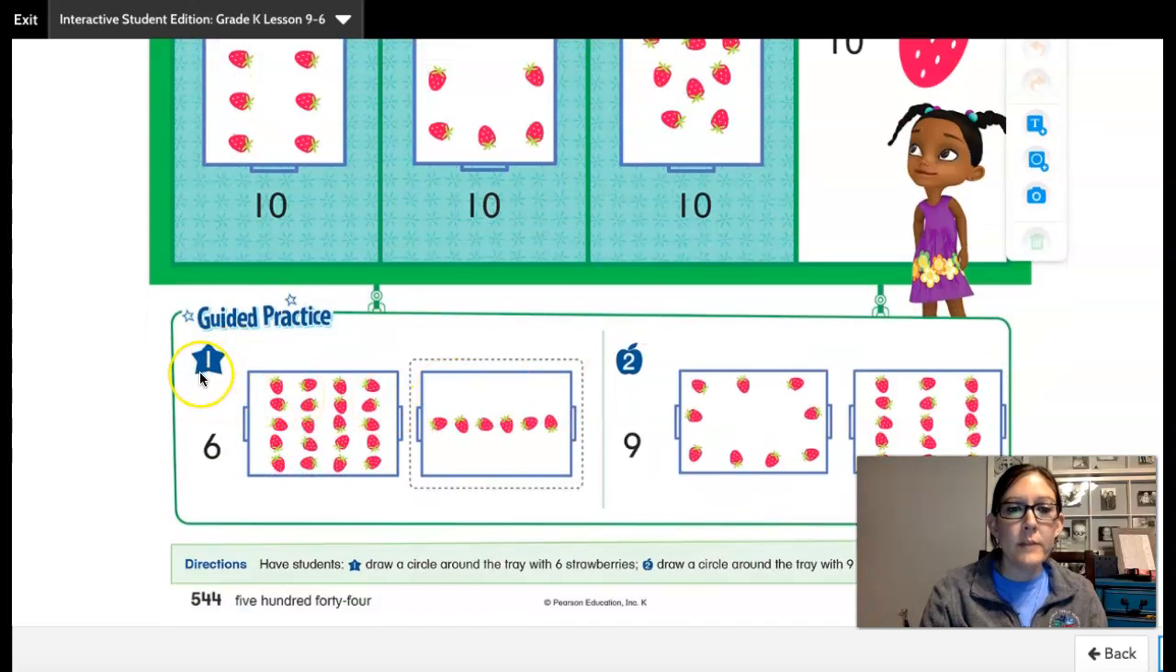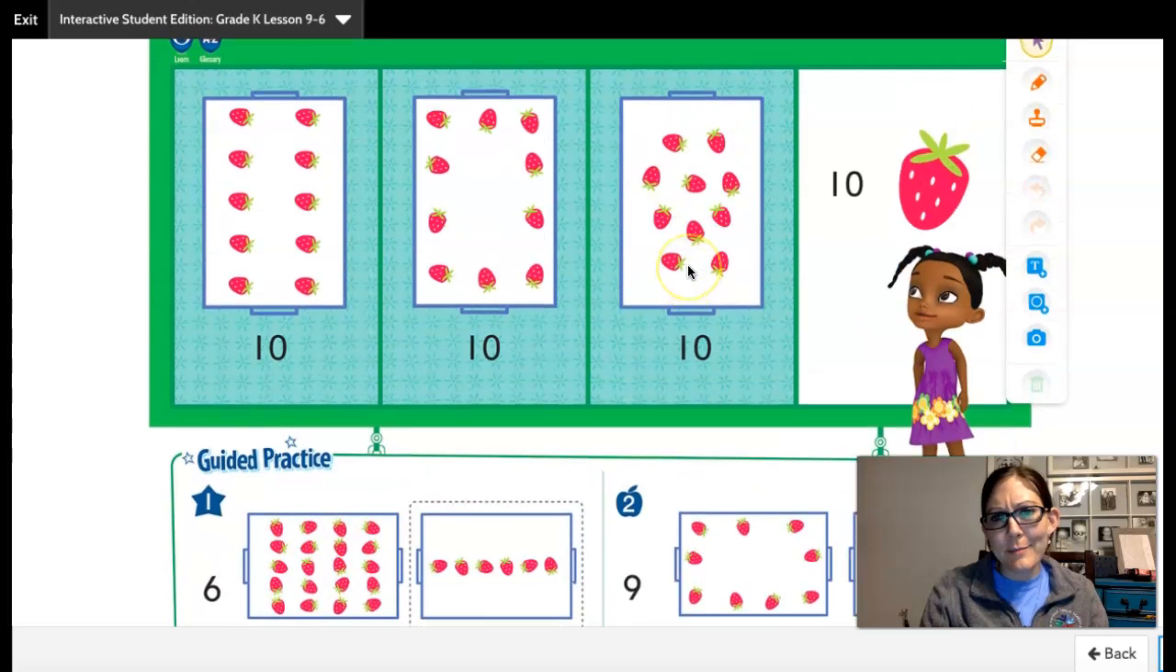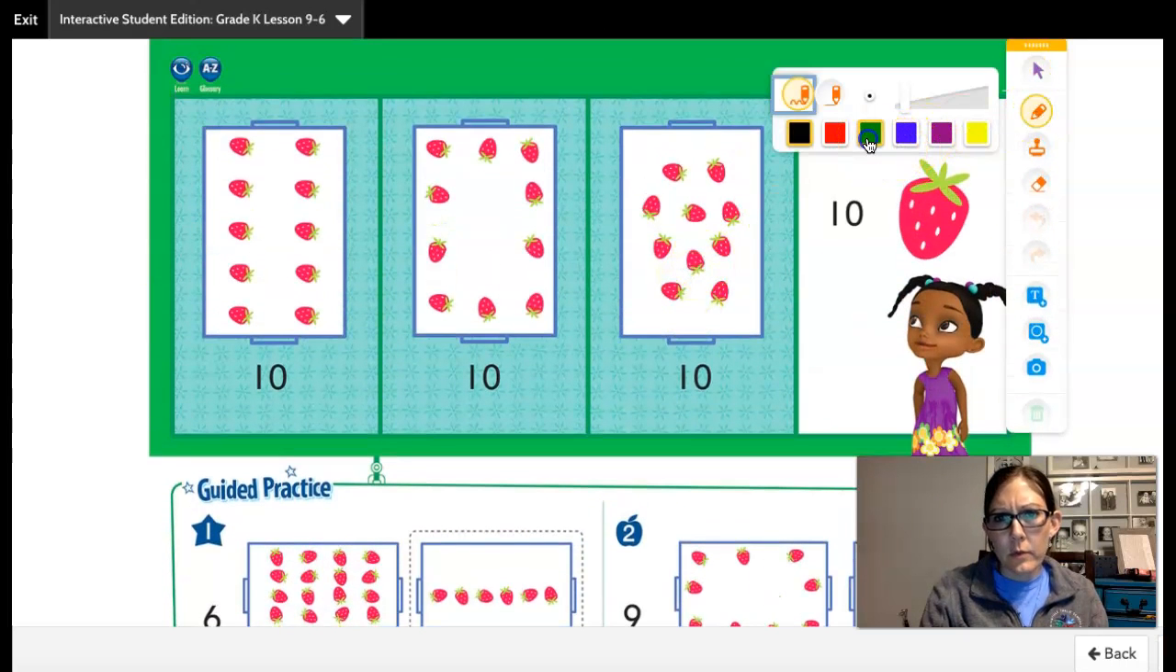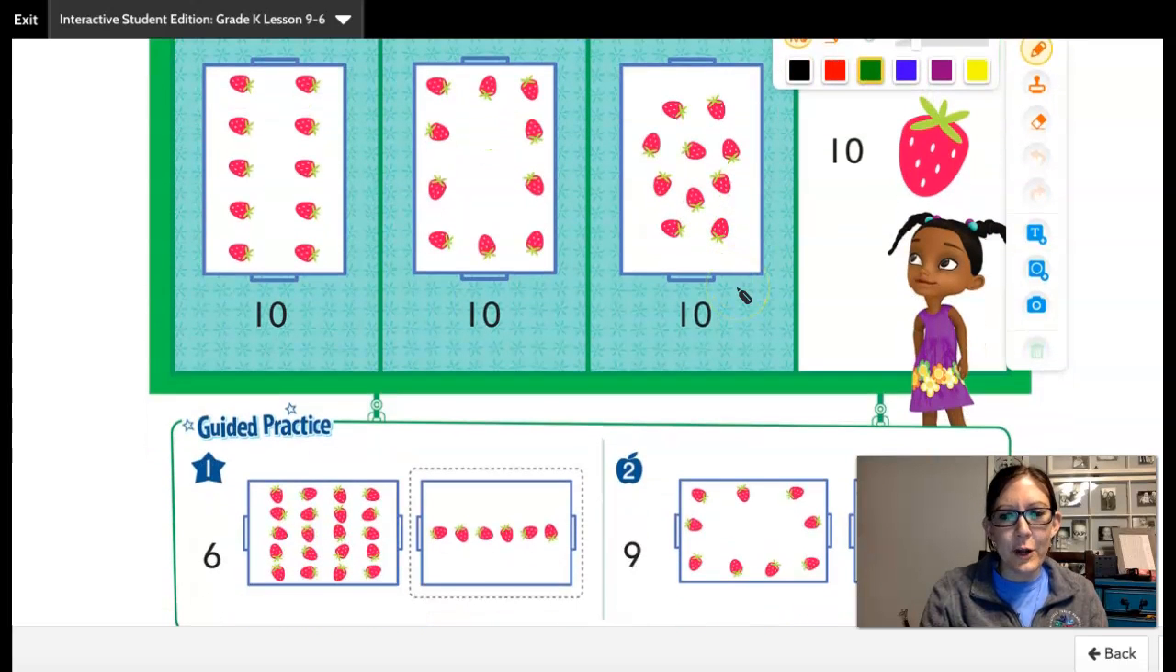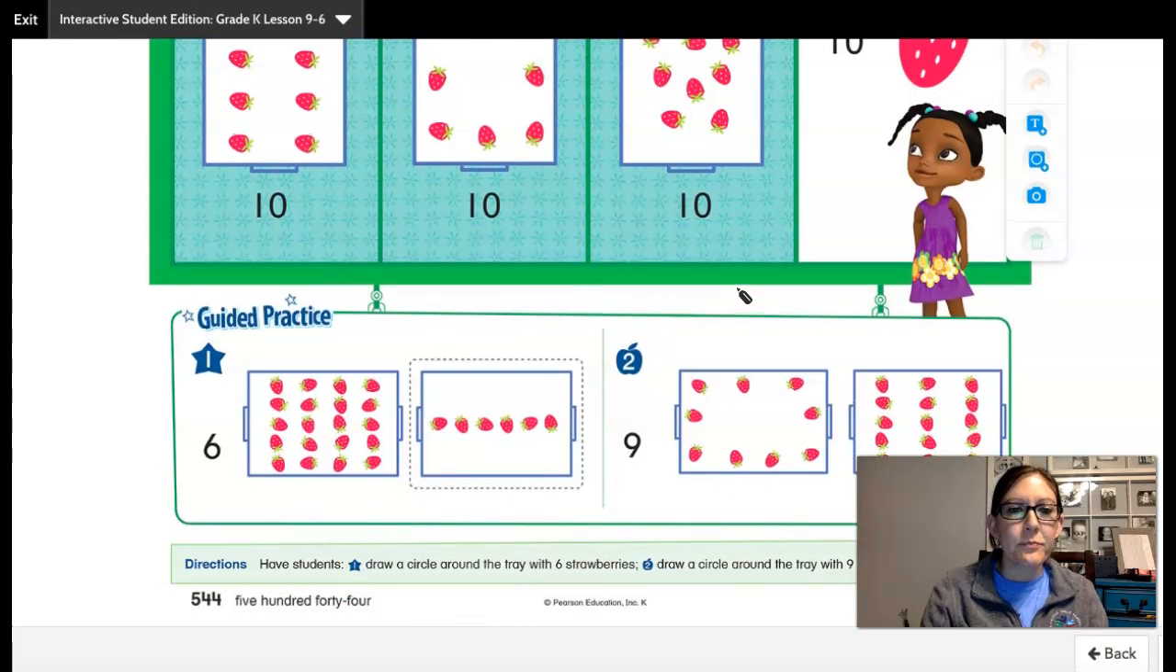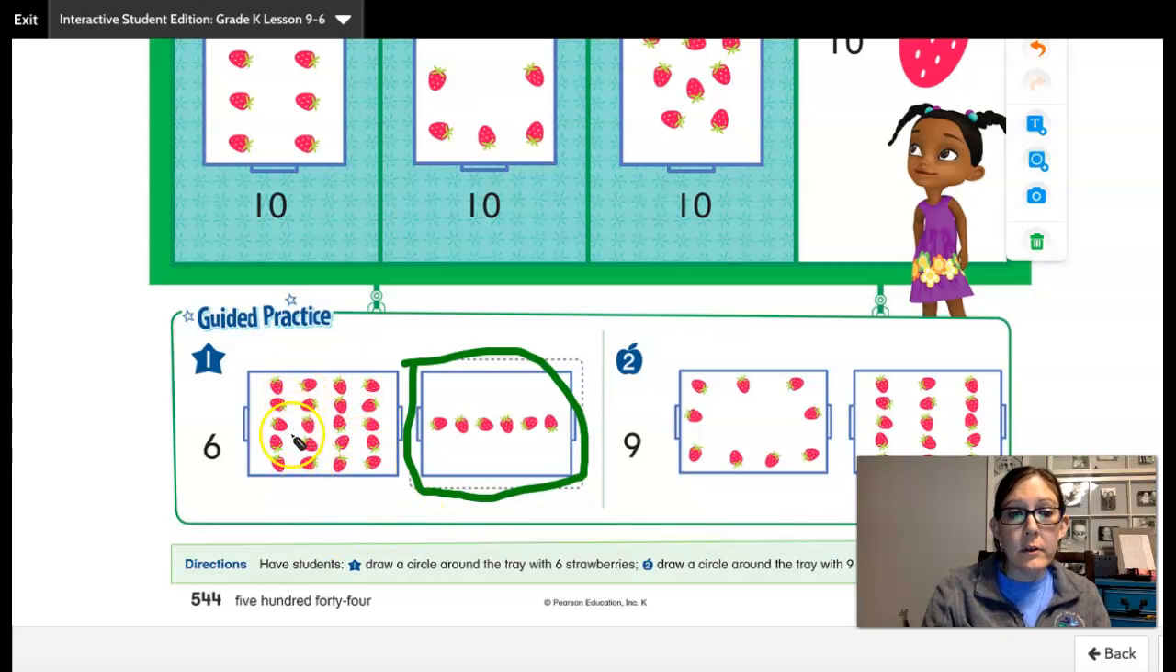All right, for number 1 star. Now, this one's kind of been done for us, so let me go ahead and get my pencil here. Makes it kind of difficult to think on our own, but that's okay. We'll still get practice with that. Number 1 star, it wants you to draw a circle around the tray that has 6 strawberries. Well, you can see the dotted line right here, so really all you need to do is trace that. But I do want to compare these 2 trays of strawberries. Can you look at this tray right here and know that it does not have 6 strawberries?